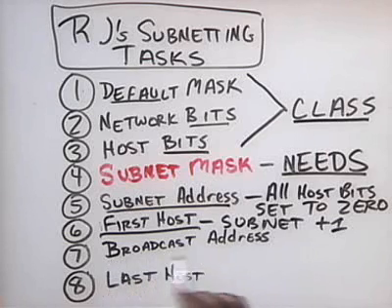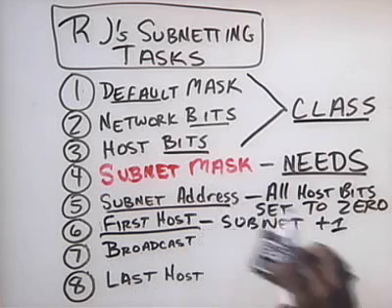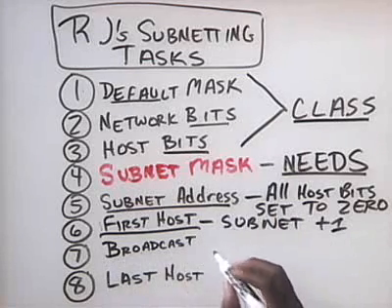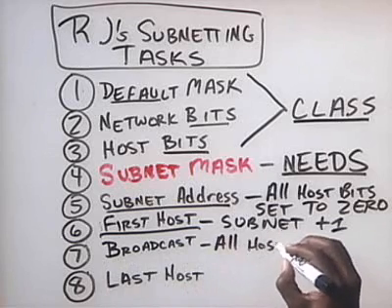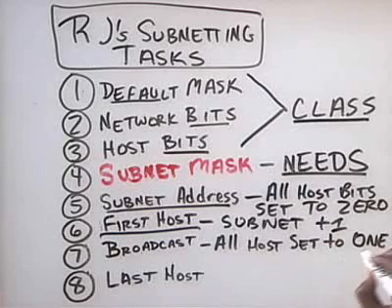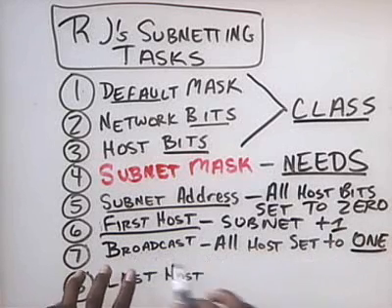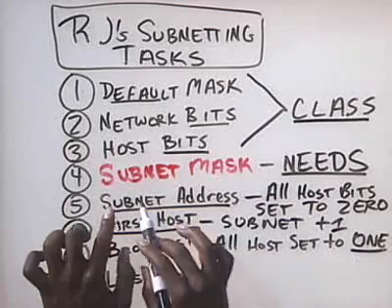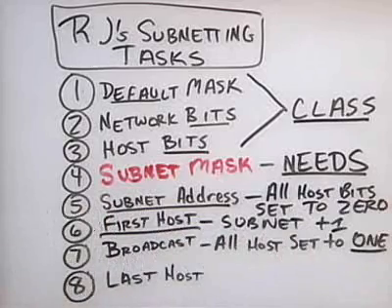And then there's the broadcast address. The rule here is set all host bits to 1. So set all host bits to 1 to find the broadcast address, and set all host bits to 0 to find the subnet address. There are the exact opposites there, and we'll see how those work.